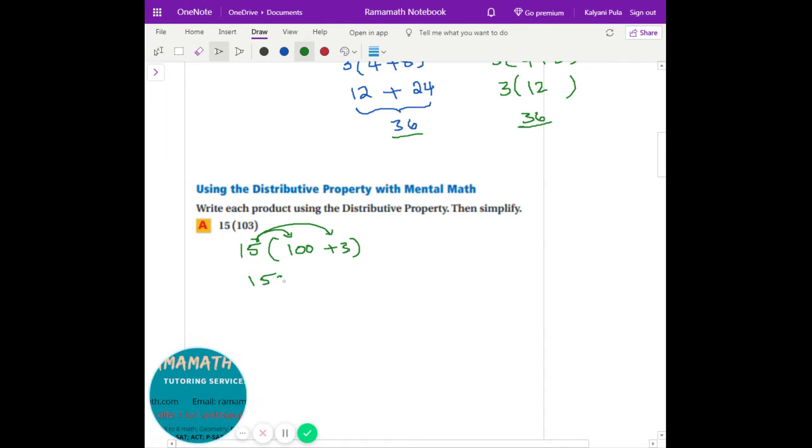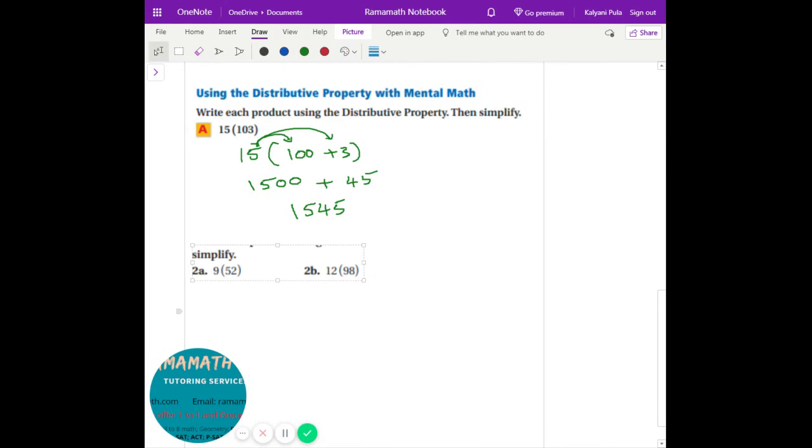So 15 times 100, that is easy, 1500, and then 15 times 3, that's 45. So you can say 1545. You see that? So that's the reason the distributive property will help us to make some of the problems easier. Make sense? This time, go ahead and use the distributive property and solve these two questions, and then we'll check the answers.